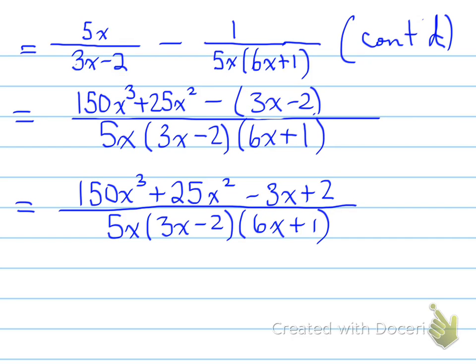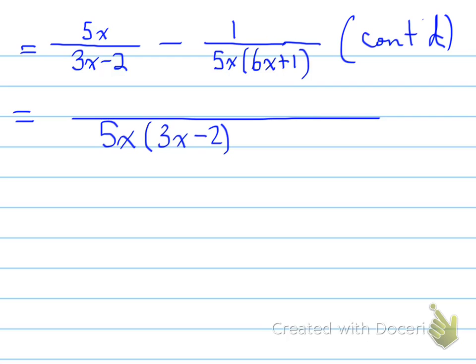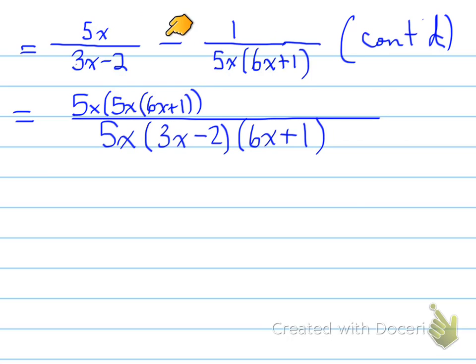Now that's a lot of steps there, folks. I'm going to rewind a little bit. So, again, you see, this is the denominator. I just took the denominator, and now I need to find the numerator. What will the numerator be once we find the common denominator? That will be, well, 3x minus 2 is missing a 5x times 6x plus 1. So 5x times 5x times 6x plus 1. So that's the missing part of the whole denominator right here.